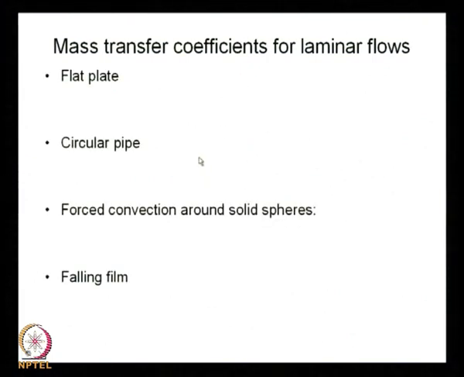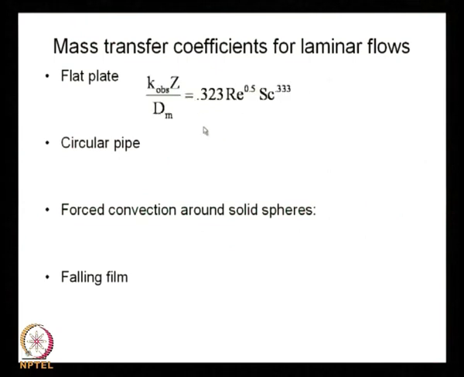So, what I want to show you on the screen today are these relations for mass transfer coefficients. These are for laminar flows for different kinds of geometry. First one is flat plate, then circular tube, then solid spheres, and then finally falling films. The first relationship is K observed times Z over Dm, K observed being the observed mass transfer coefficient, Z being the distance. This is for a flat plate, so it depends on where you are on the flat plate. That goes as Reynolds to the power half and Schmidt number to the power 1/3.